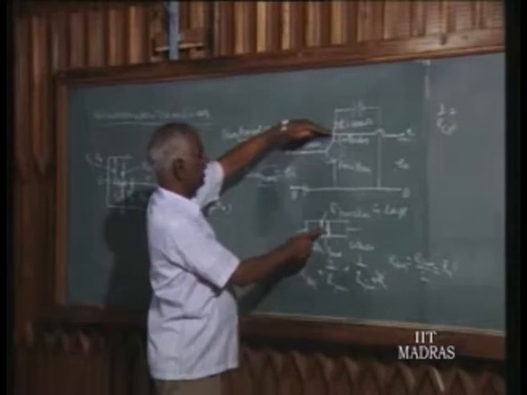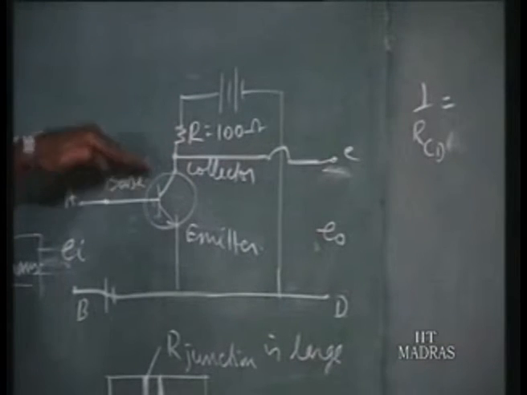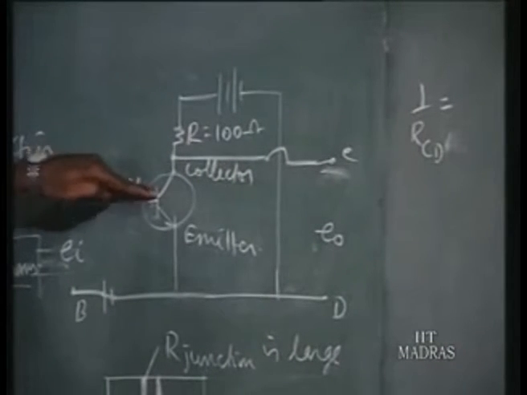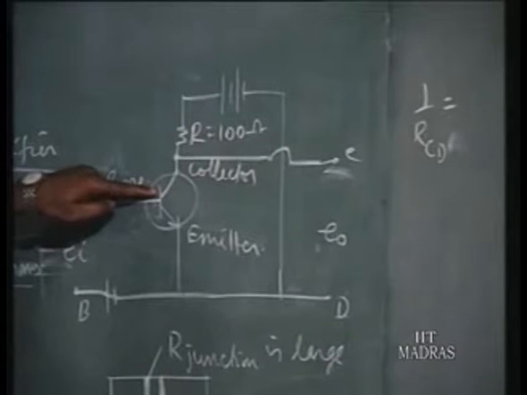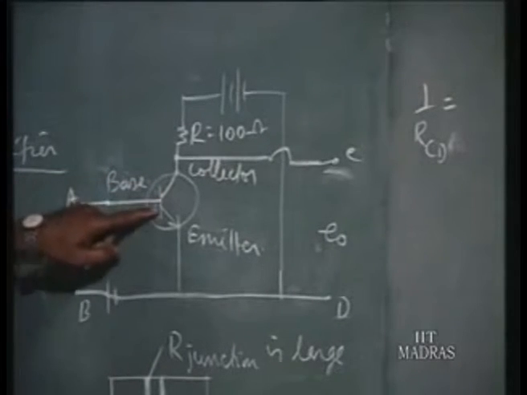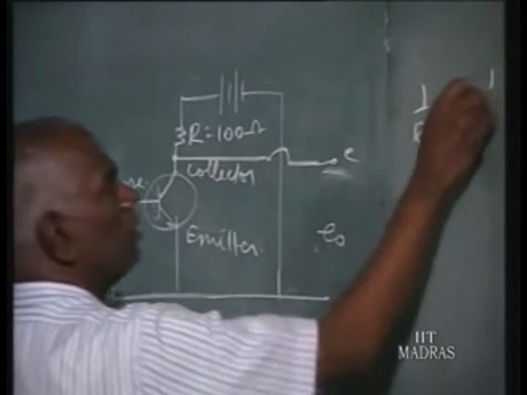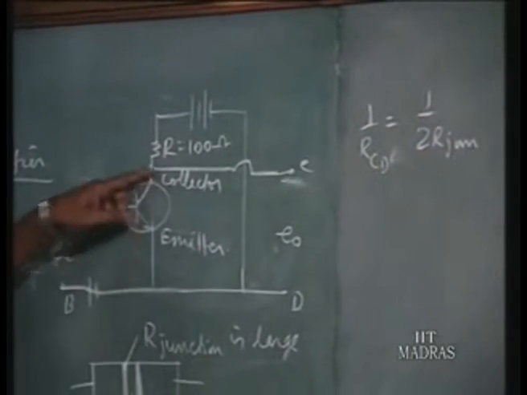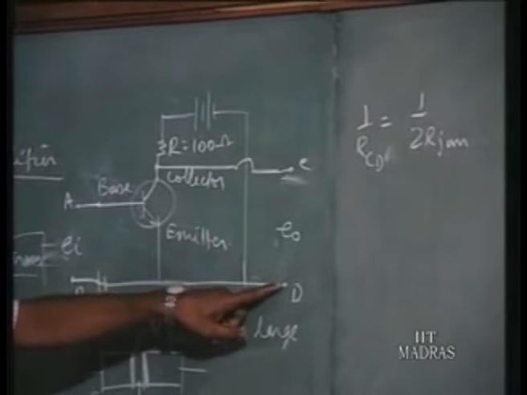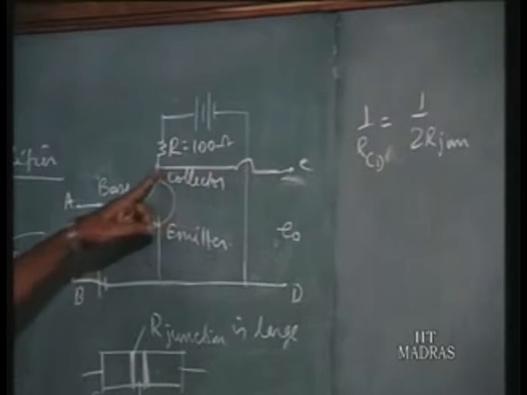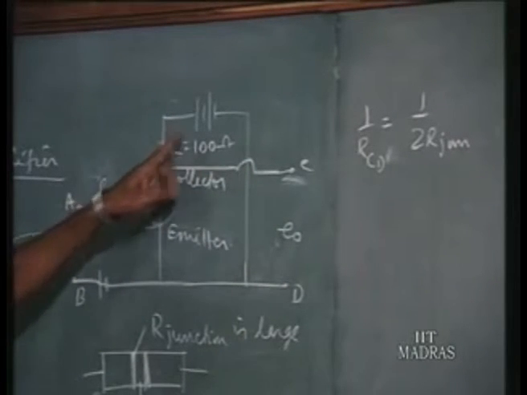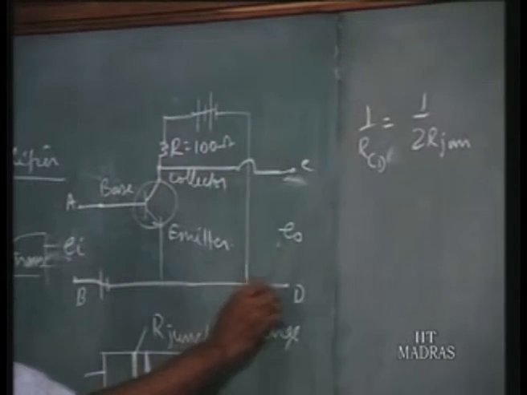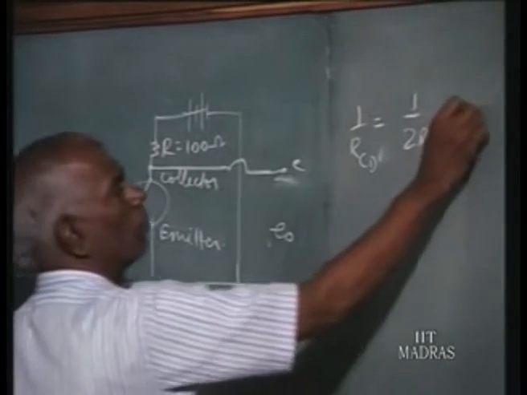Collector to base we have one junction, and then from base to emitter another junction. There are two junctions, 2 R junction. From C to D we have two junctions and then come to D. Another path is through R, which we are short circuiting, come back here, come to D, that is plus 1 by R.